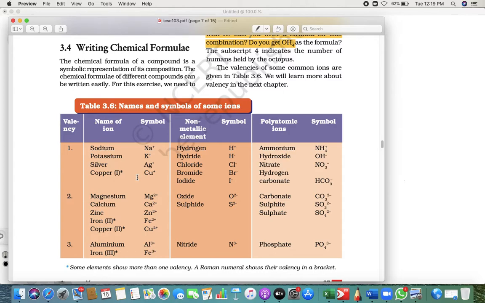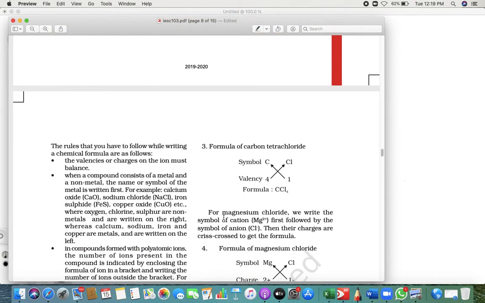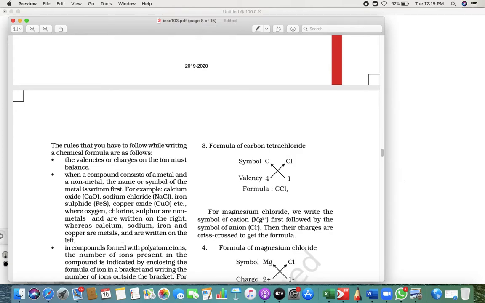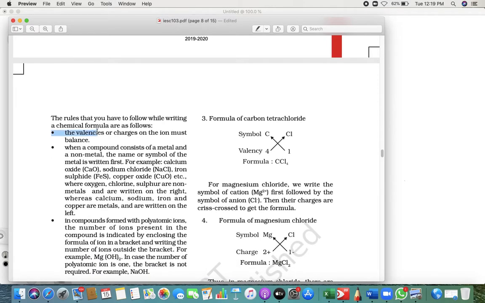But there are certain ions also that are ready to give or take electrons, right? Ammonium, hydroxide, nitrate, and all those things. Fine. So let's see ahead. But there are certain rules. We have to follow those rules while writing the chemical formula. The first thing, the valency or charge on an ion must be balanced.